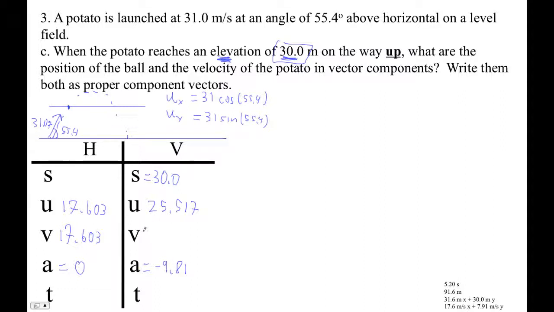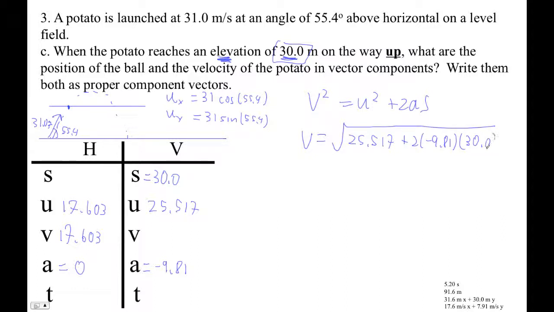So let's solve for the final velocity. v is the square root of 25.517 squared plus 2 times negative 9.81 times 30.0. By the way, 25.517 is my variable B. So I'm going square root, left parenthesis, because I've got a very old calculator, and then alpha B squared plus 2 times negative 9.81. Don't forget to make your 9.81 negative and your 30 positive.